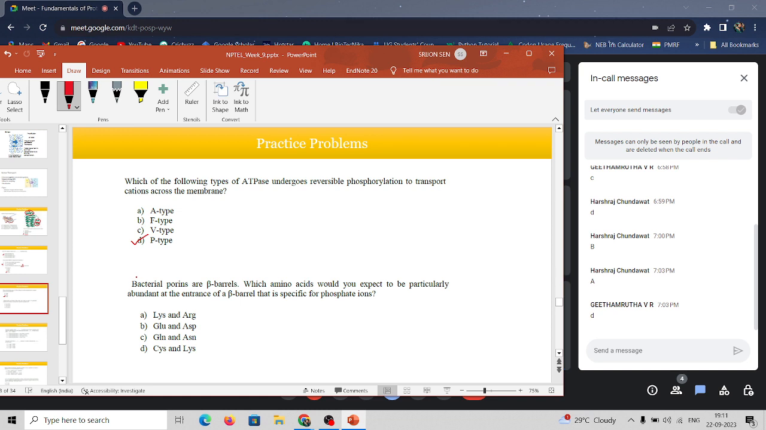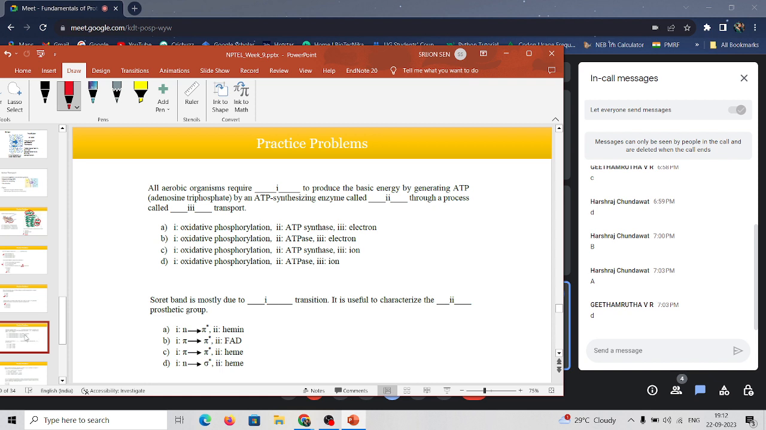Why do you say so? Sorry, sir, I think I answered verbally instead of typing it. It's okay, that's absolutely fine. Because of the positively charged amine side chains, these amino acids will interact with the phosphate ions. The amino acids have to be positively charged to neutralize or interact with the phosphate ion. So lysine and arginine is the correct option. Yes, that's good.